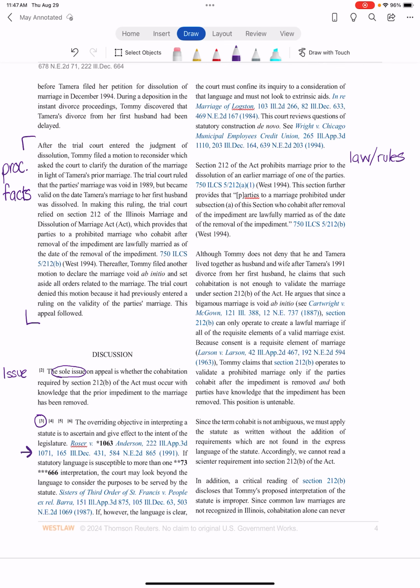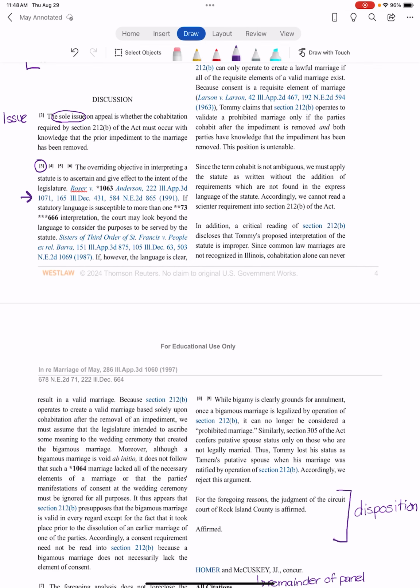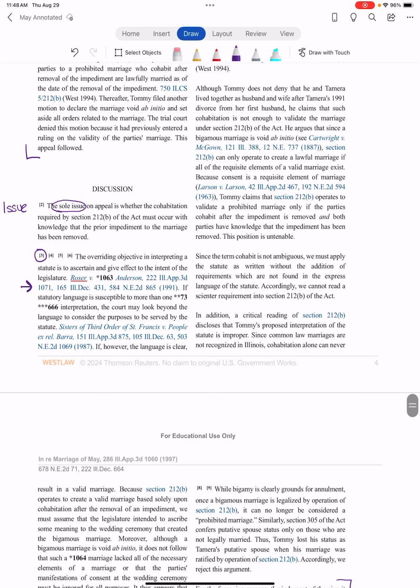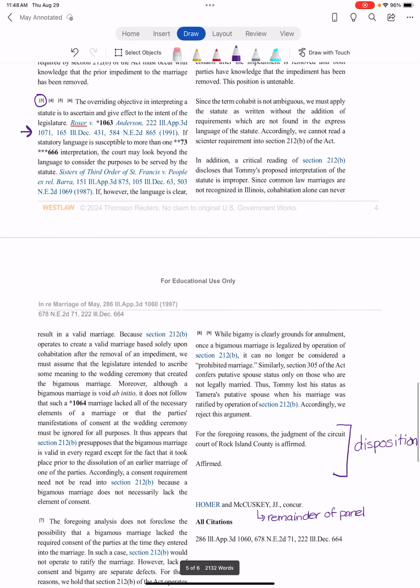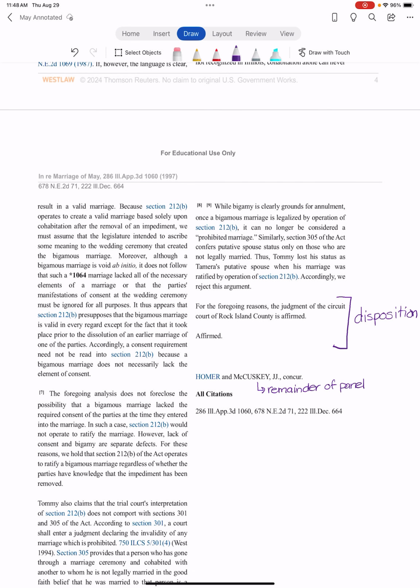Skimming through again. I see, in addition, a critical reading of Section 212. So this may be some more law and rules or interpretation of that. I'm not going to label it or talk about it yet. I'm going to wait till I'm more closely reading to choose what I want to highlight there. Get down to Head Note 7. "The foregoing analysis does not foreclose the possibility." Okay, so that tells me that what I've just skimmed past quickly are probably the holding and the reasoning of the case.